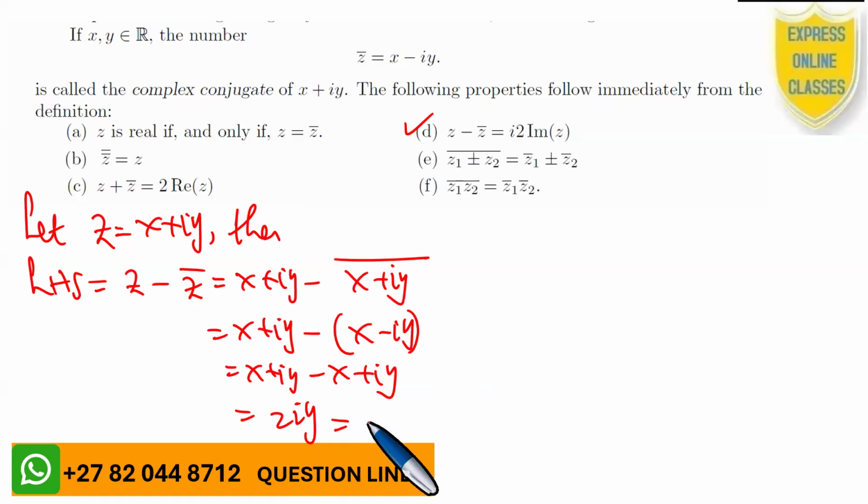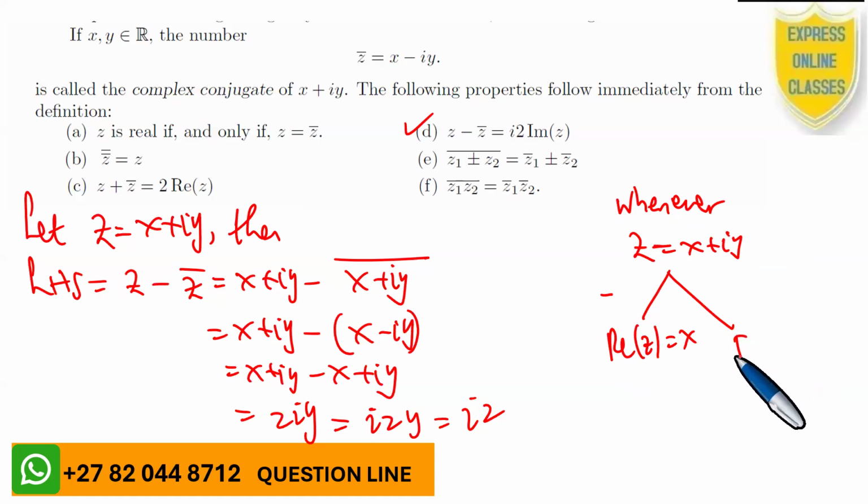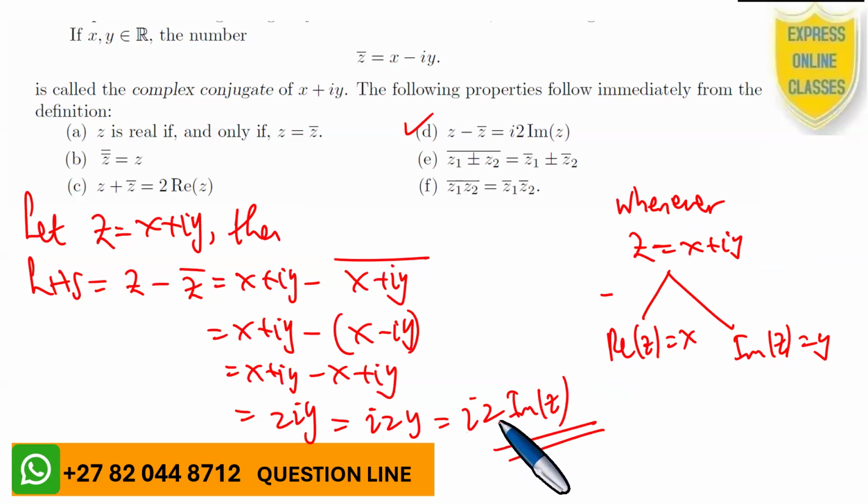And so what is this? You can write it as i times 2y. What is y? Whenever z is x plus iy, this means the real part of z is x, and the imaginary part of z is y. So that means y is the imaginary part of z.